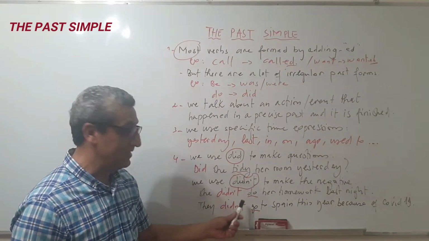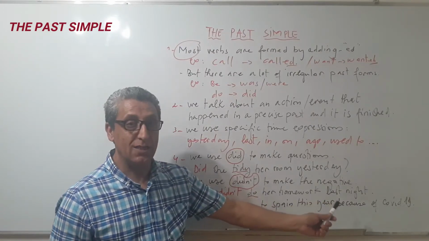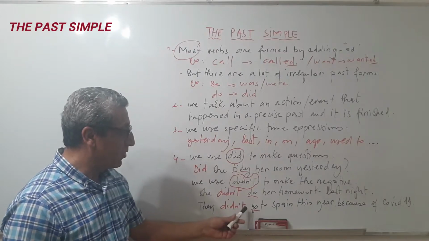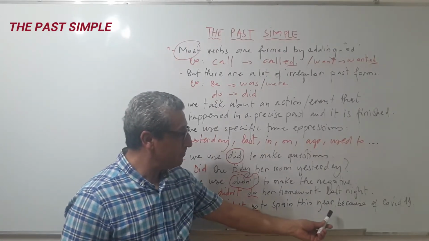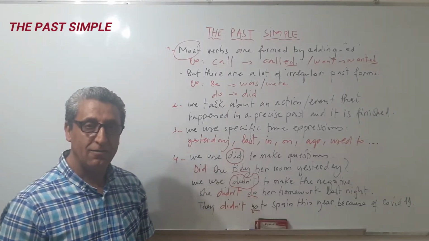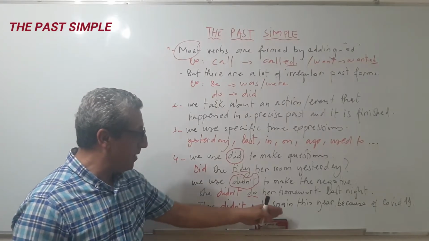We do not conjugate the verb. She didn't do her homework last night. Another example: they didn't go to Spain this year, because of COVID-19. Good. So they didn't go to Spain.